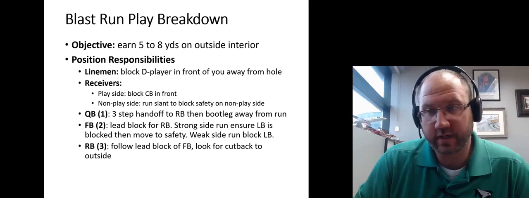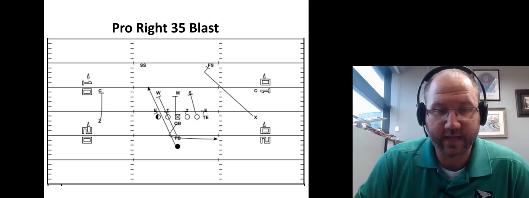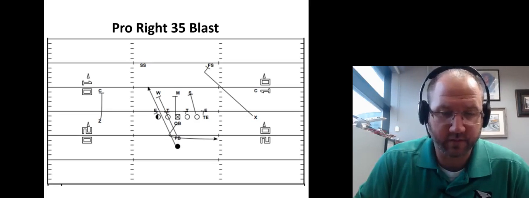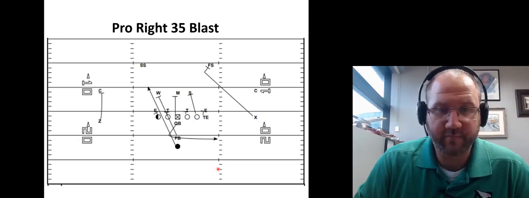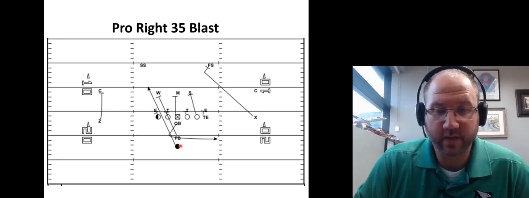So let's take a look at some of the run plays we're going to do out of the blast. Again, blast means both players are going through the same hole. If we look here, we're doing the 35 blast pro right. This is a weak side run. Quarterback, fullback, you've got to get out of the way quickly of that quarterback. You've got to go downhill.